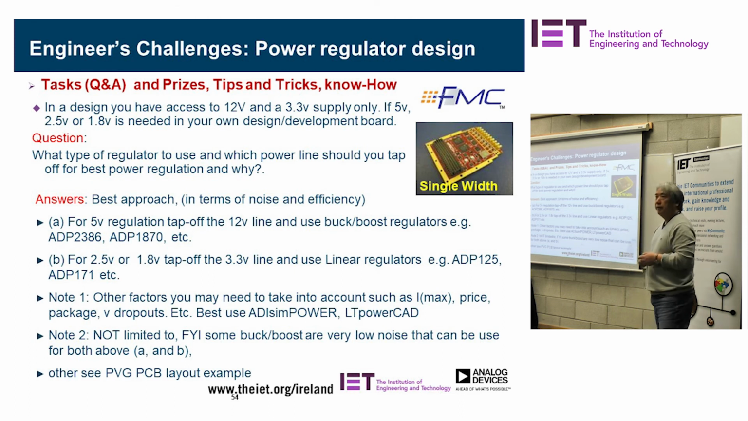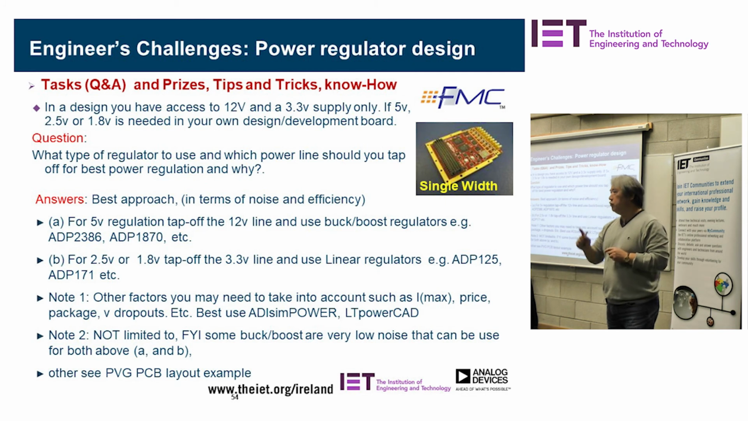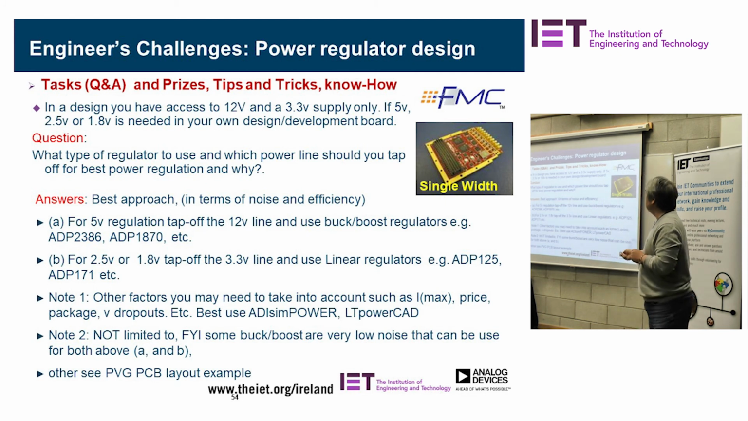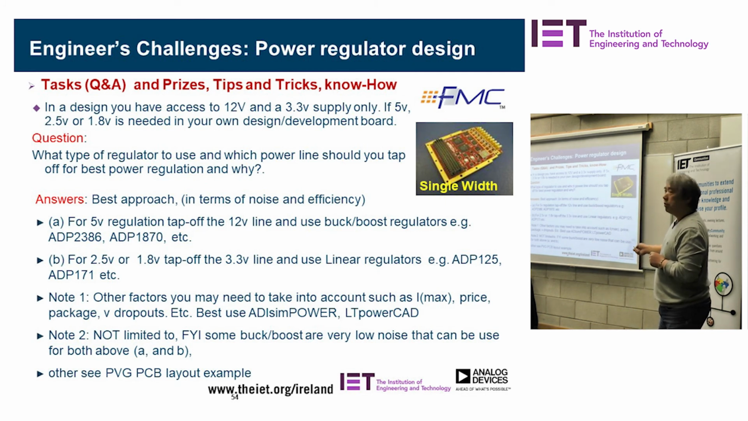Would you be using 2 linear regulators, or are you suggesting using that one? For this one, I will use a switching regulator to drop down, because I want efficiency. Now, the next one: if I want 2.5 or 1.8, I will tap off the 3.3.